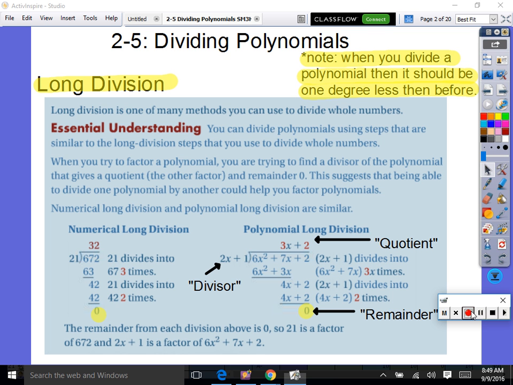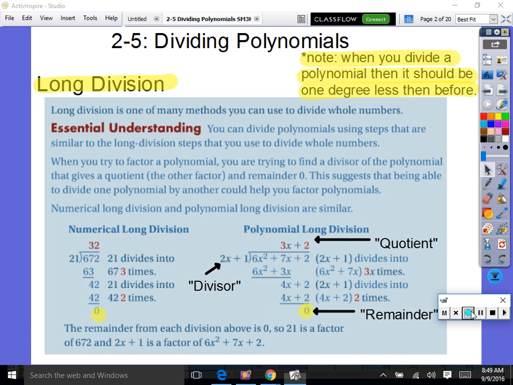Once again, we'll go through how to do long division in just a second. But if we take 6x squared plus 7x plus 2 and divide it by the divisor 2x plus 1, going through the long division process, if we get a remainder of 0, then this went into it evenly, meaning 2x plus 1 times 3x plus 2 multiplied to be 6x squared plus 7x plus 2. Does everybody understand that?